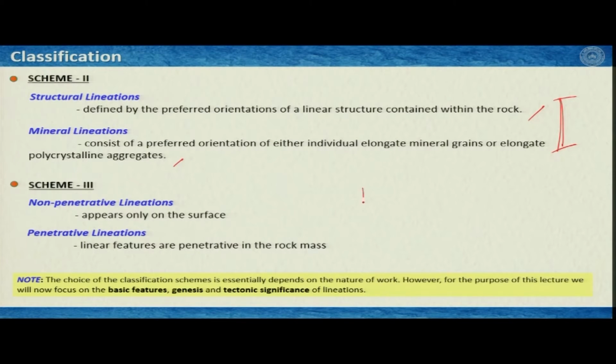And scheme 3 is very straightforward: non-penetrative lineation and penetrative lineation. Non-penetrative lineations are those you see only on a very specific surface, and penetrative lineations generally are present everywhere in the rock, and therefore they are penetrative.